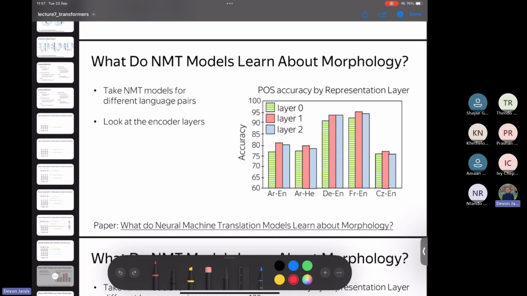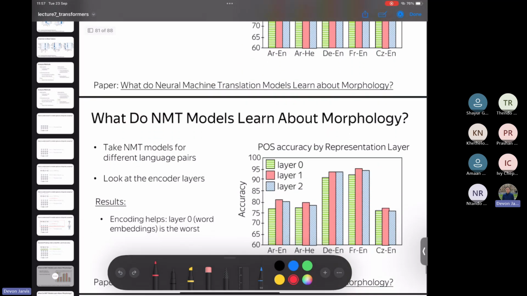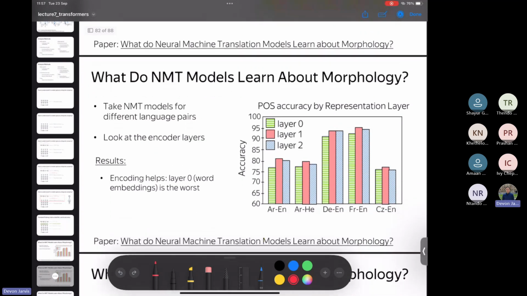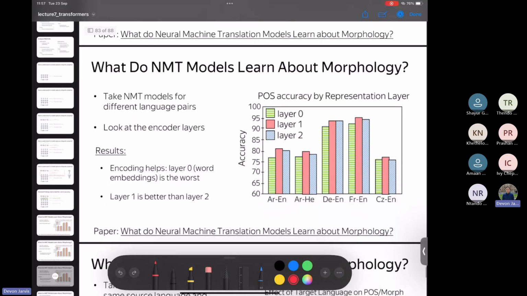There are also different levels of accuracy here, meaning that different neural machine translation models perform better or worse at different morphology mappings. Encoding helps, layer 0 words are the worst, and so you get some benefit from doing the attention updates and so on.